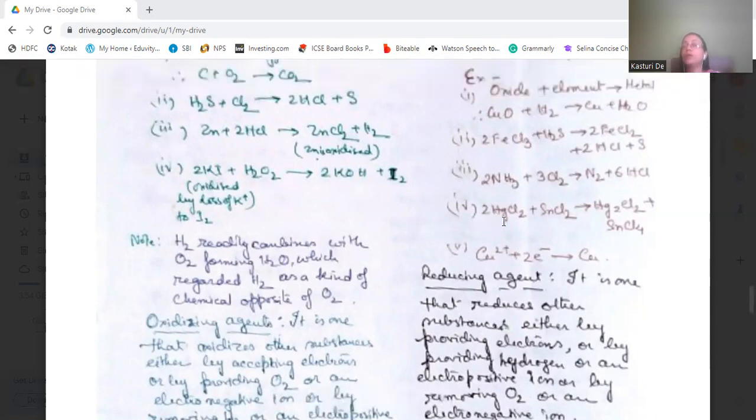Then mercury chloride HgCl2 and stannous chloride. Okay.